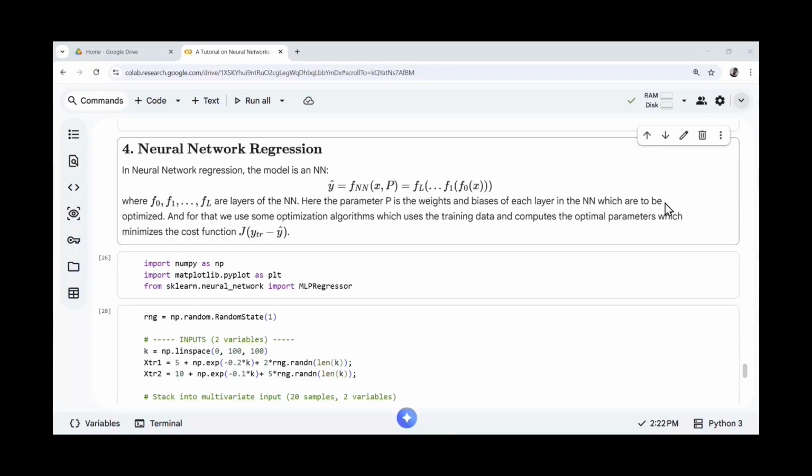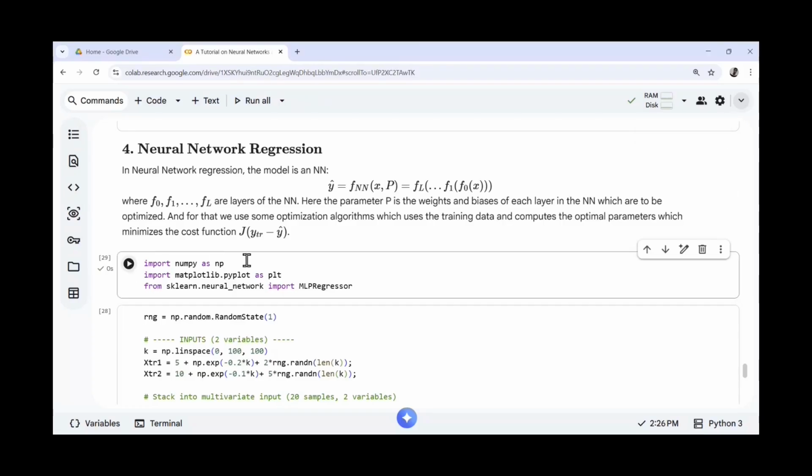Here we discuss a numerical example to illustrate neural network based modeling. In this example, we consider a regression problem in which the output is a continuous variable and our objective is to train a neural network model which predicts the output given the input variables. First, we import all the libraries. Here we are importing NumPy, Matplotlib, and sklearn libraries. And MLPRegressor is a particular class in the sklearn library which contains functions for neural network modeling.